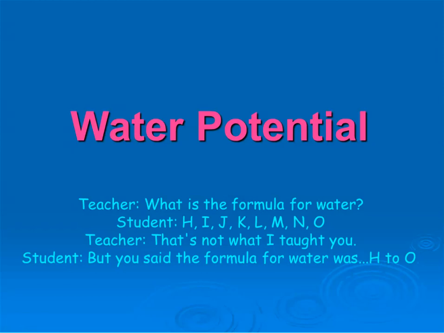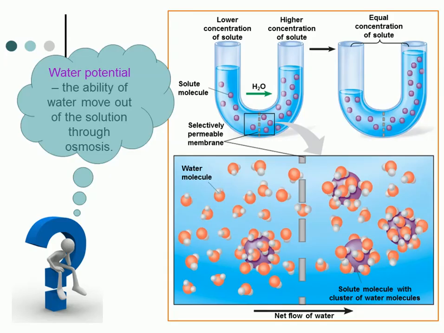In the next section, we're going to look at the concept of water potential. Now, what is water potential? Water potential is defined as the ability of water to move out of the solution through osmosis. In this picture, as you can see, I have a U-shaped beaker or chamber, and this U-shaped structure is separated by a semi-permeable membrane.